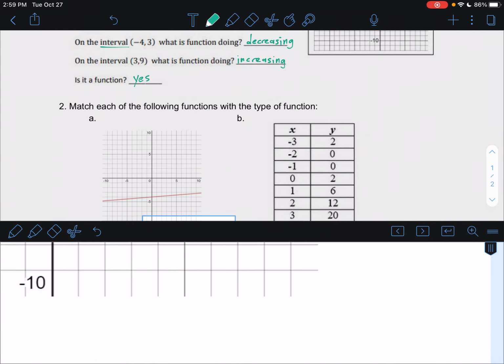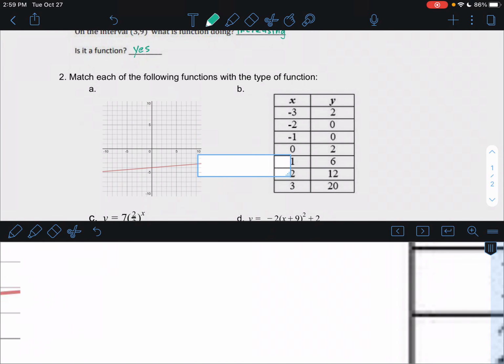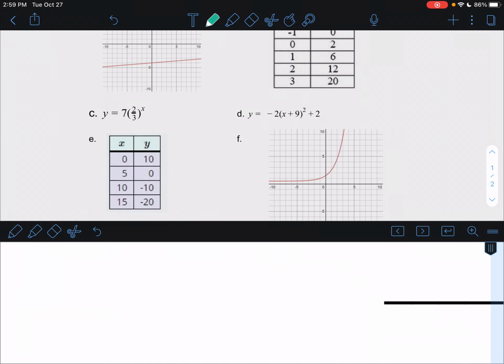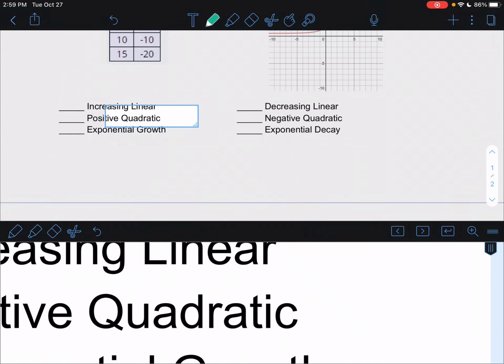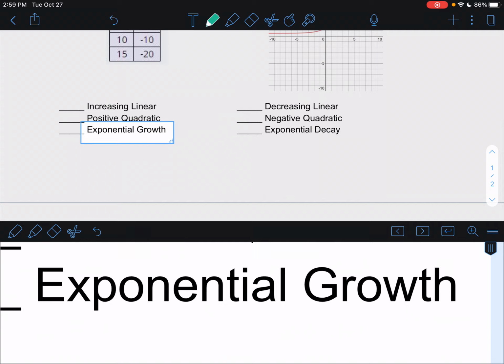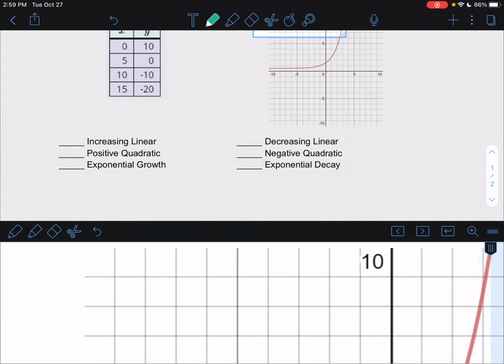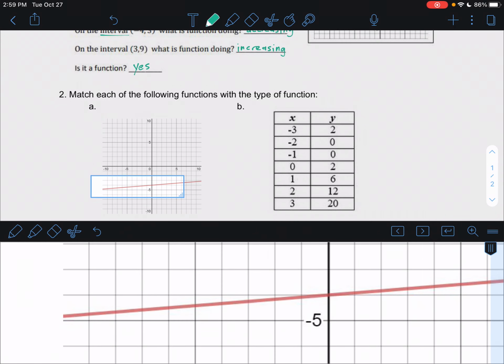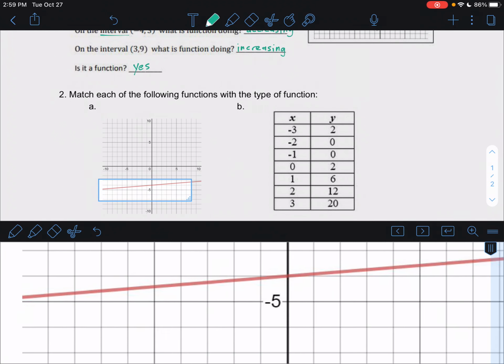Okay. And then this one here, just like the warm-up we had the other day, it says match each of the following functions with the type of function. So our options are down here at the bottom: increasing linear, decreasing linear, positive quadratic, negative quadratic, exponential growth, exponential decay. Okay, so A, this is just a straight line, so I know it's linear.